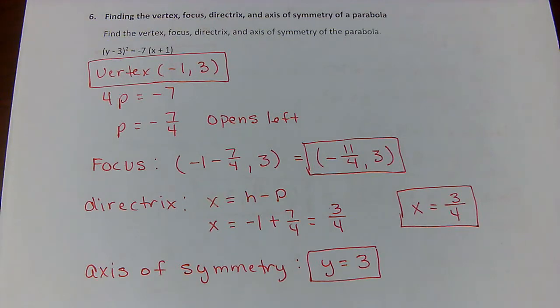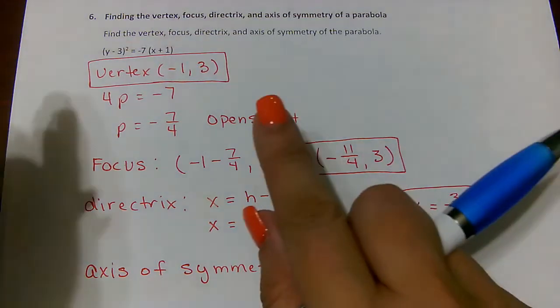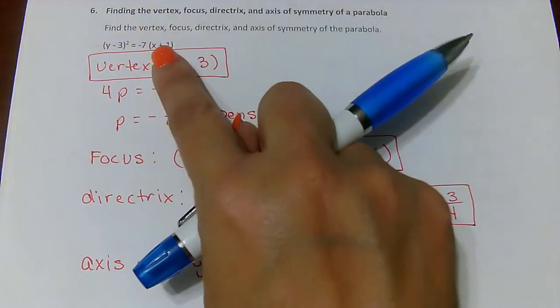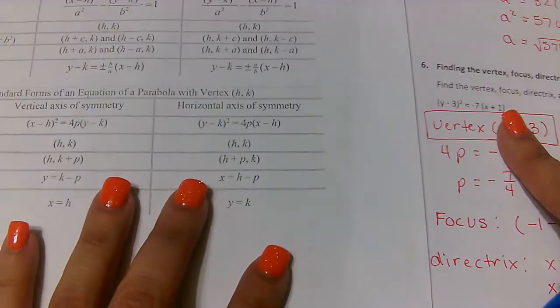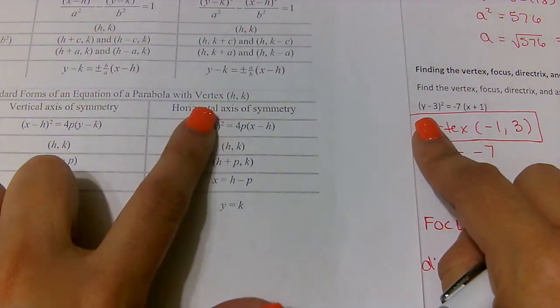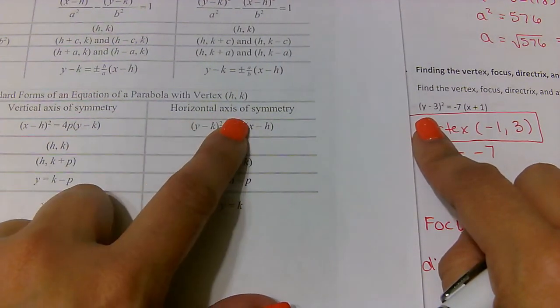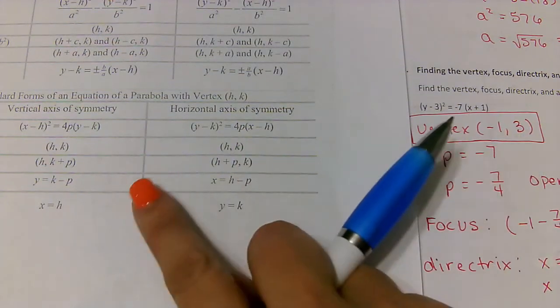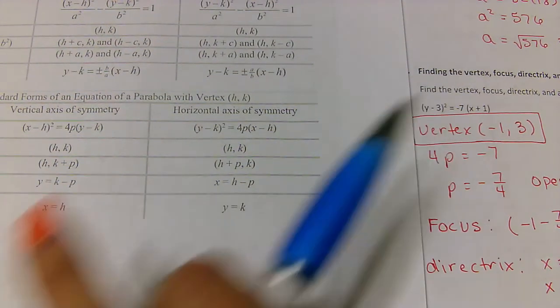Number 6 says to find the vertex, the focus, the directrix, and the axis of symmetry of the parabola. Here we're given our equation. So let's first determine which set of equations we're going to be using. Notice that the y is first, so we're going to use a horizontal axis of symmetry. So I'm going to go ahead and cover up my other set of equations.